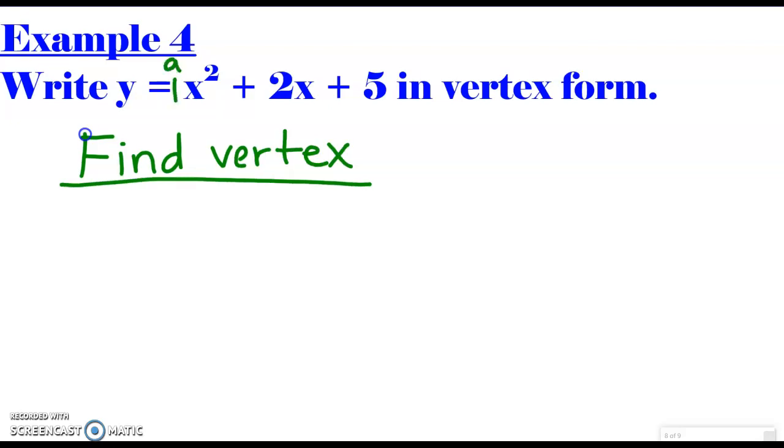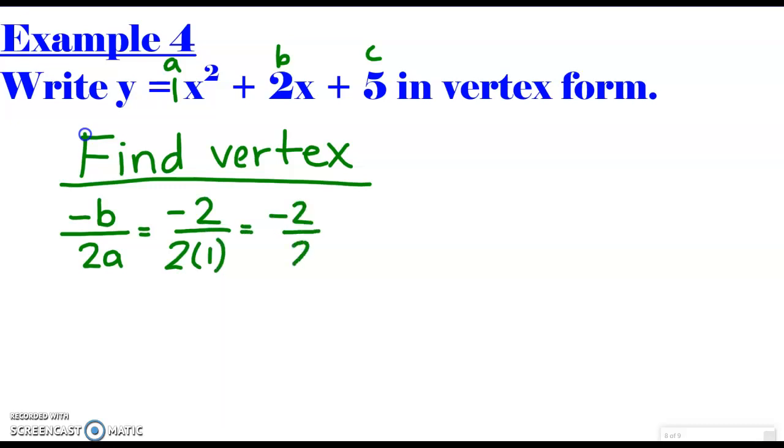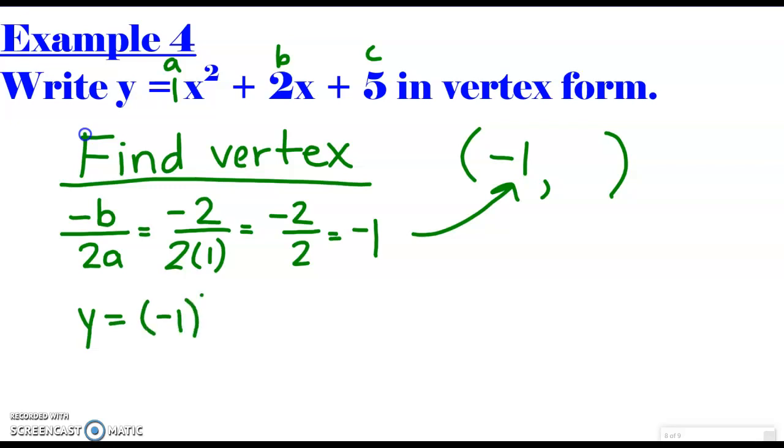So A is 1, B is 2, C is 5. We know vertex, we go negative B over 2A. So here we have negative B, which is 2, over 2 times A, which is 1. So that's negative 2 over 2, which is negative 1. So that's the x-coordinate of our vertex. So then to find the y-coordinate, we would substitute that in. So we go y equals, x is negative 1 squared, plus 2 times negative 1, plus 5.